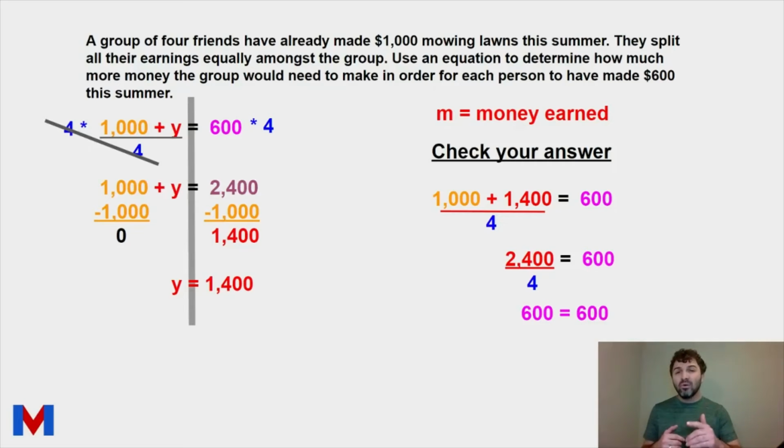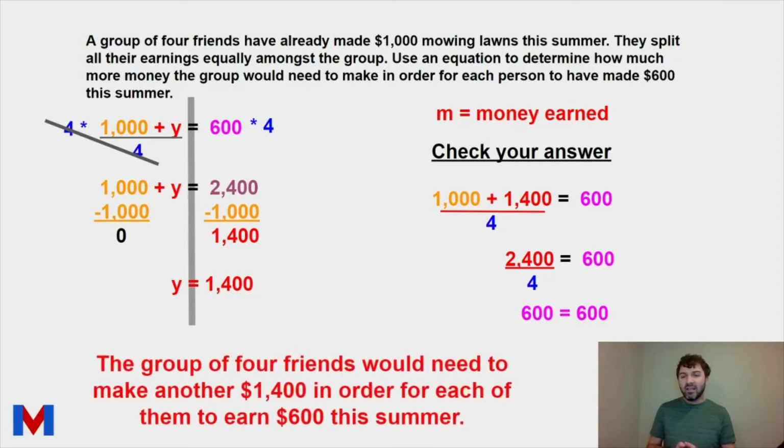So now, with confidence, we can say that the group of 4 friends would need to make another $1,400 in order for each person to earn $600 this summer. All right? That would not be a bad summer at all. All right. Let's go check another one out.